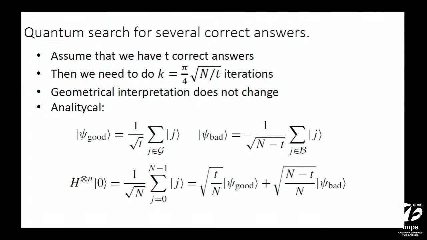And instead of S and T as we used, you should use psi good and psi bad. So the good vectors are the correct answers and the bad vectors are not correct answers. And write everything in this basis.